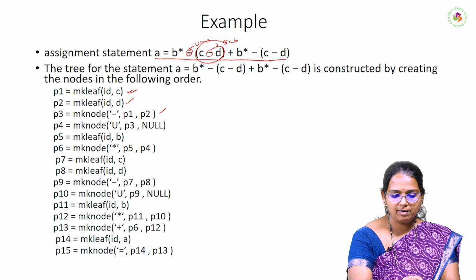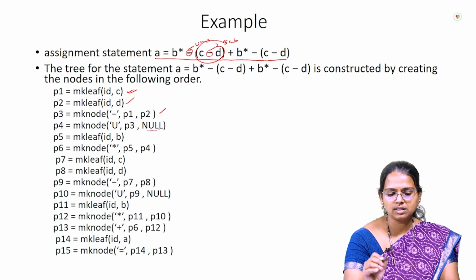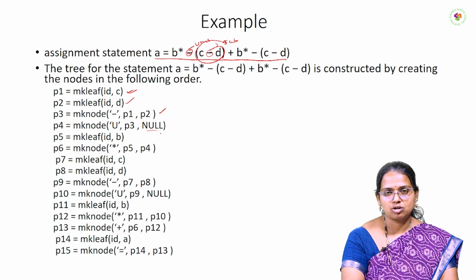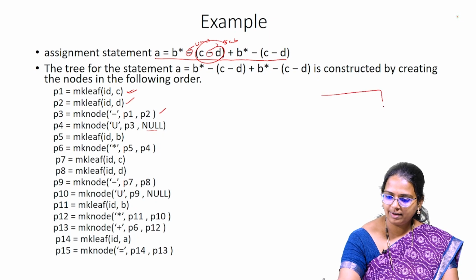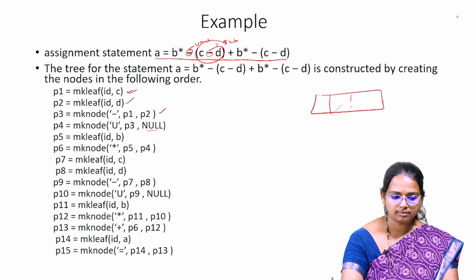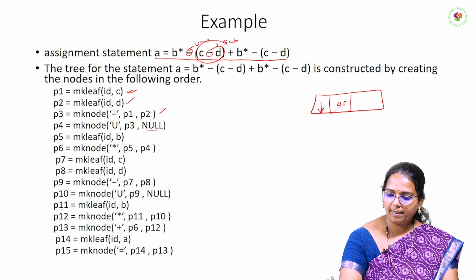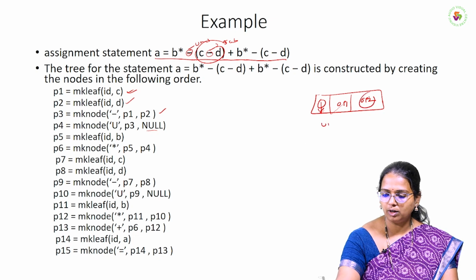So, here P4, make a node unary minus for P3 and next one is null, because for unary minus there is only one operand. So, the next operand we will take as a null pointer. Every node will have three things: first is the symbol, another one is operand 1 and operand 2. And this is an operator symbol. If it is a unary minus, operand 2 will be a null pointer, so it will be null.